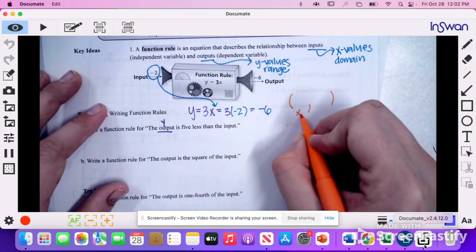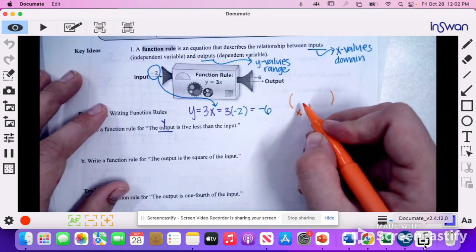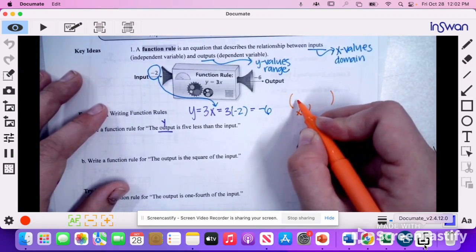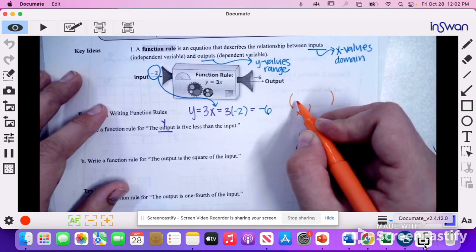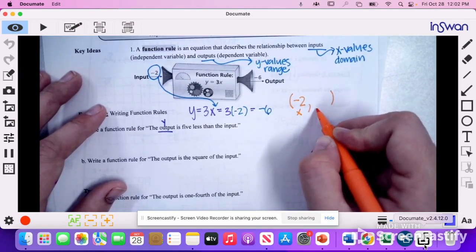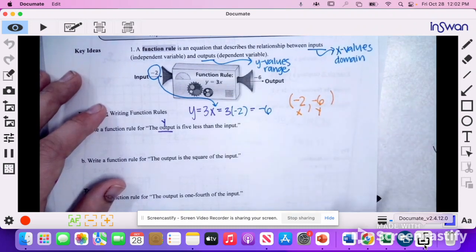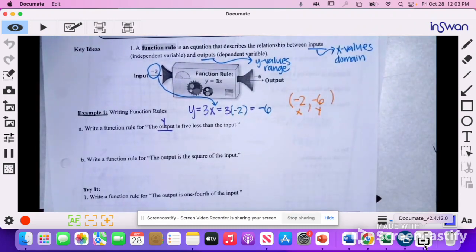What was our x? That was our y. What was our -2? -2 is our input. Our y value, our output was what? -6. Okay. So we are going to write some function rules.